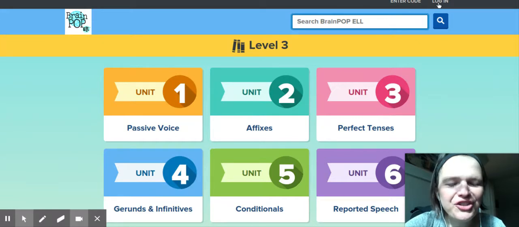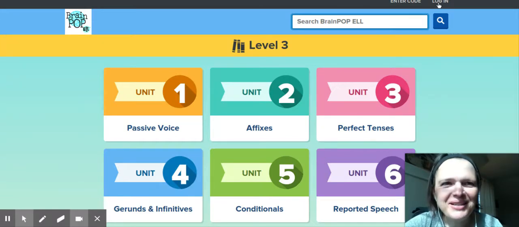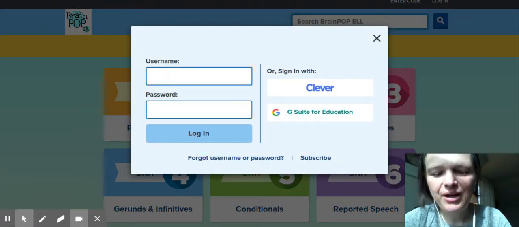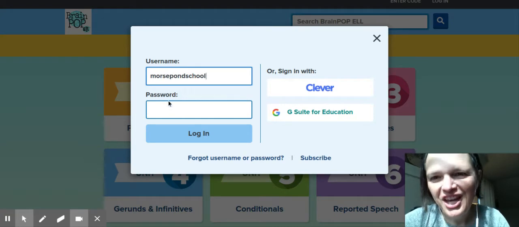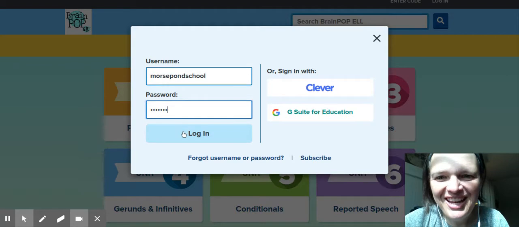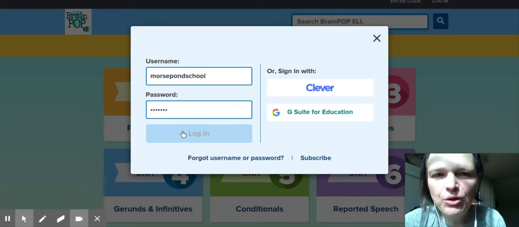And so I wanted to show you what the new assignment is for BrainPOP, which is about infinitives. What I'm going to have you do is please log into BrainPOP. And remember, your username is Morse Pond School, and your password is student, and then you'll click login, and I'm going to give you a tour of the infinitives lesson.